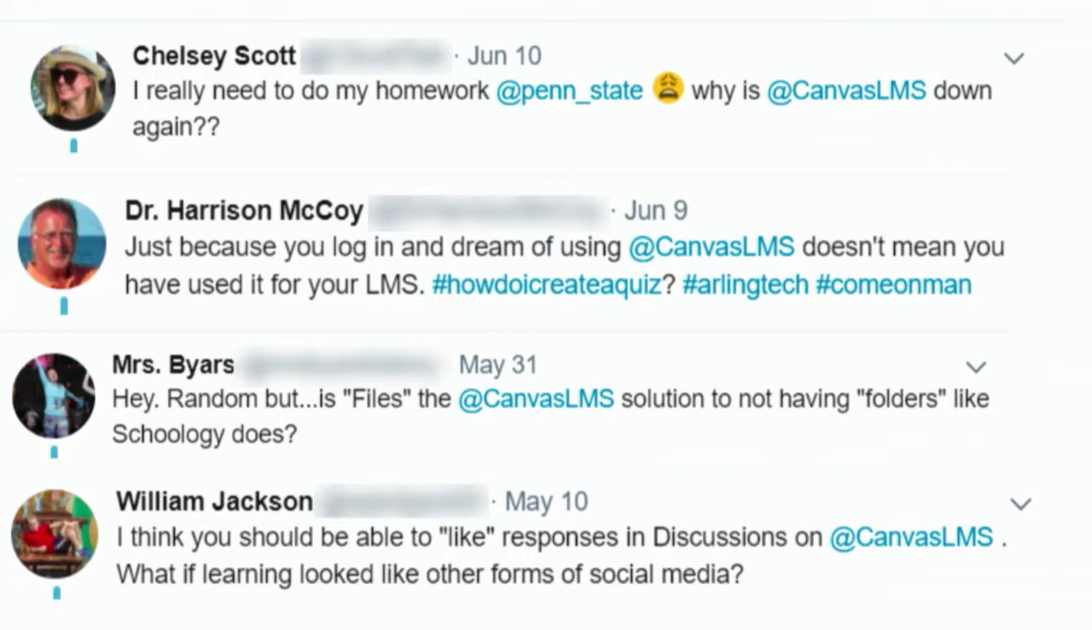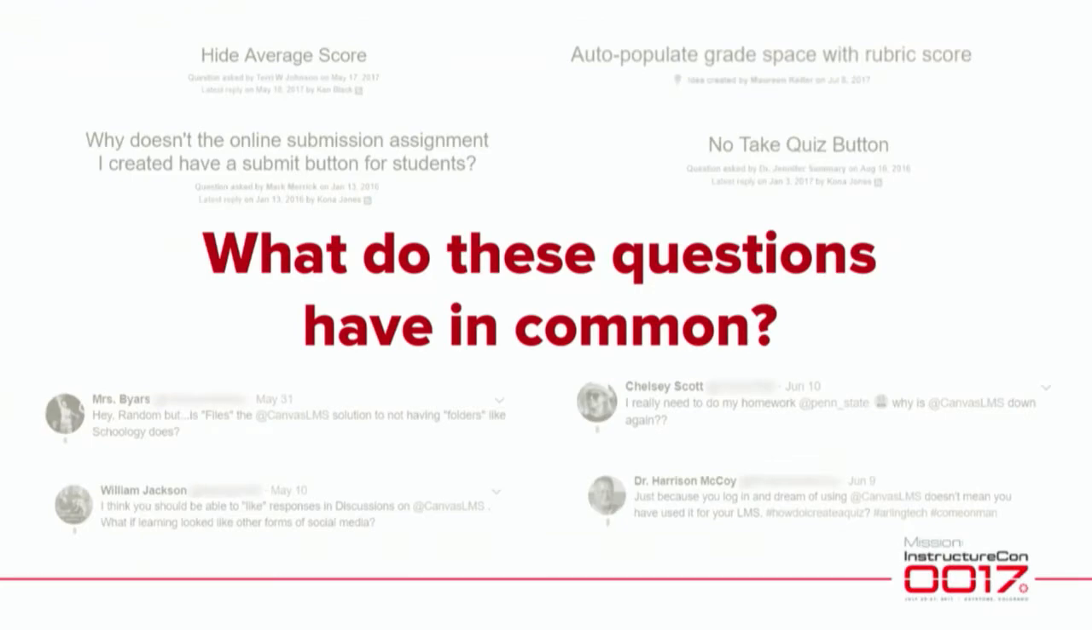And they tweet all over about, why is Canvas having problems? What's going on with this? Why can't I do that? Or is there an easy way to do this? And I see these and I try to respond as much as possible. But once again, it gives me a really good impression of what kind of questions and problems our faculty and our students are facing. So what is it they all have in common?